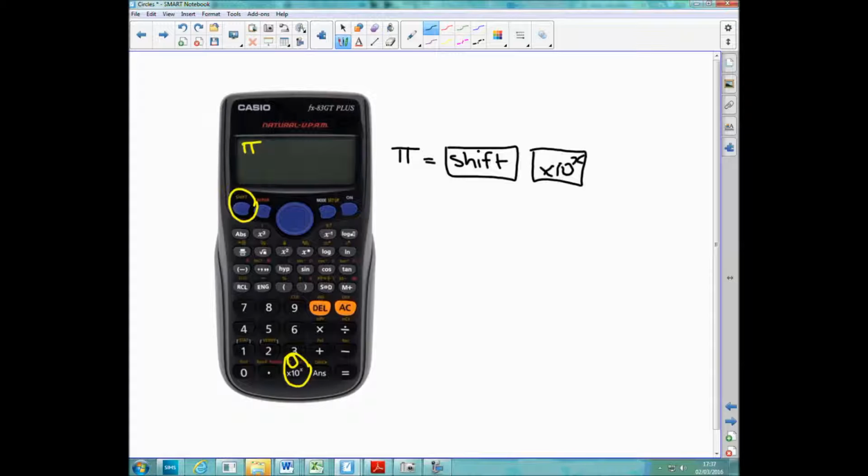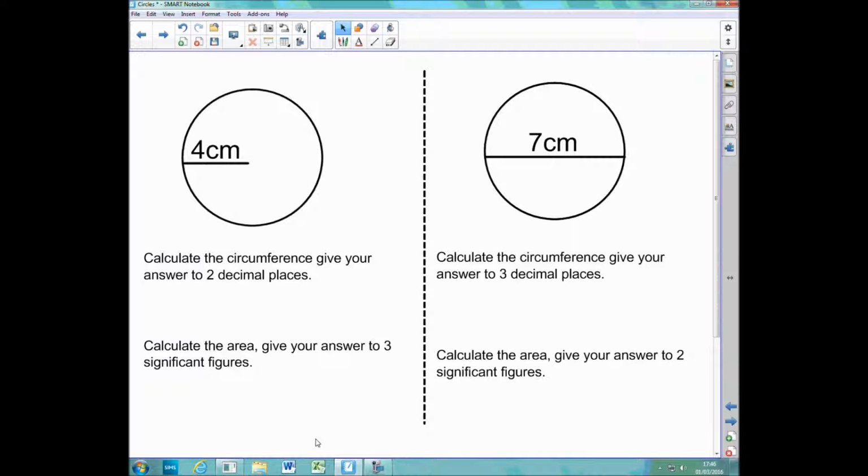Okay, so after you push equals, then you push this SD button, you'll get this decimal number coming out, which is 3.14159. And in fact it will keep going forever and ever. Okay, so now that we know how to get pi on our calculator, let's have a little look at some questions. So here I've got an example of two different types of circles they could give you.